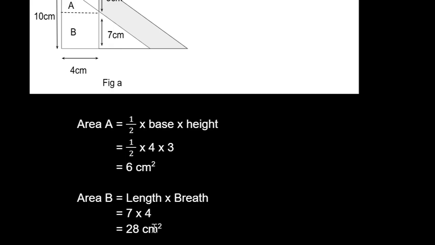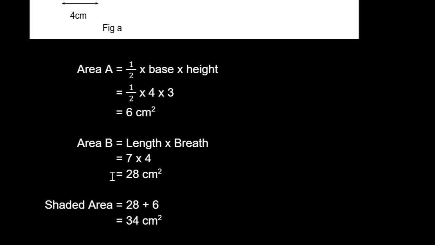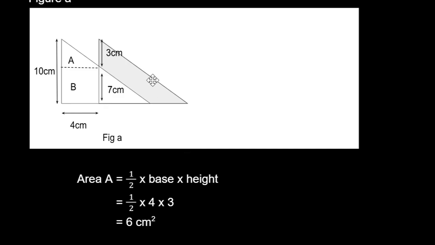7 times 4 is 28. So this total area here, which is also equal to the shaded area, is nothing but A plus B, which is 28 plus 6, and is 34 centimeters square. So the shaded area is 34 centimeters square. You notice that I'm not solving this part, but instead I'm solving here because the concept says that this area is equal to the shaded area.